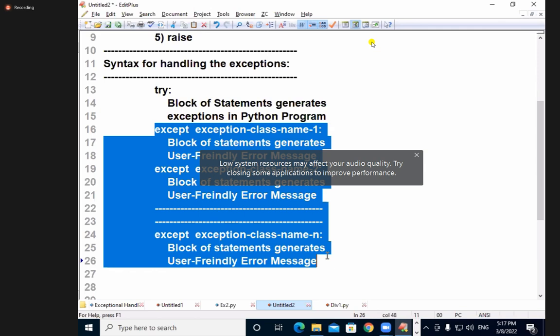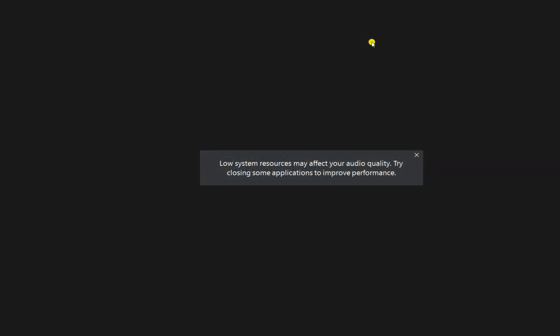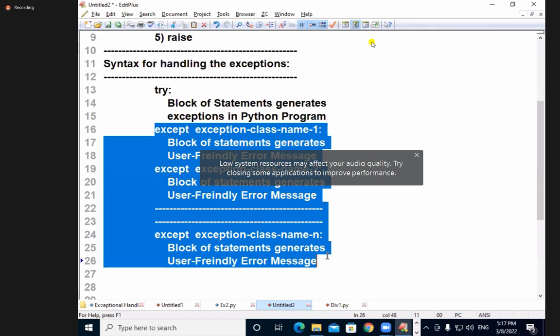That's why. Now tell me, exceptions are monitored in which block? Try block. That's why it is known as the exception monitoring block. Where are you giving the user friendly error messages? Except block. That's why it is known as the exception processing block. To handle the exception, how many blocks are required? Minimum 2 blocks. One is monitoring plus processing. Who will monitor? Try. Who will process? Except. So exception handling equals try block plus except block.